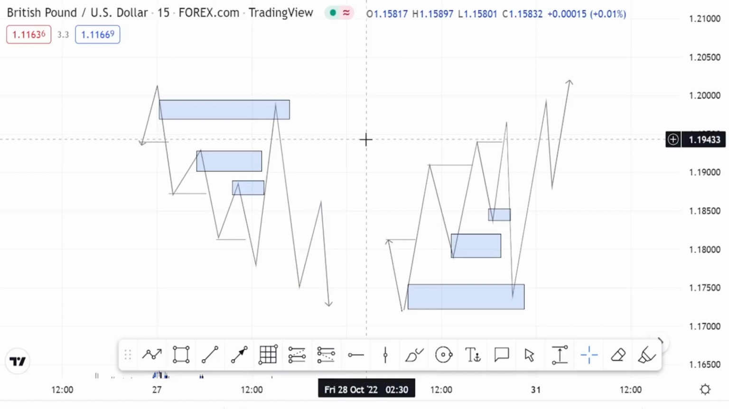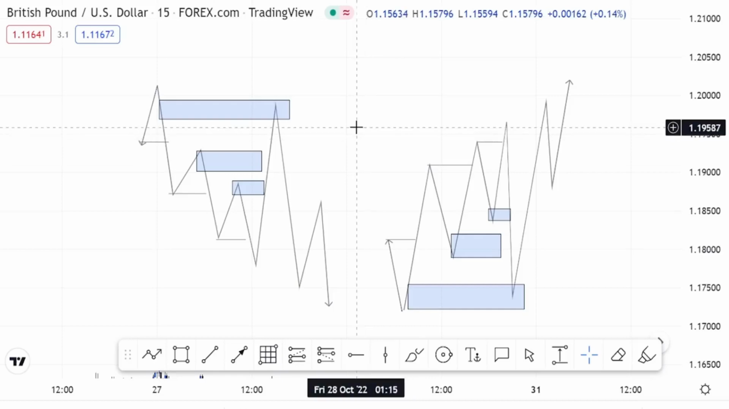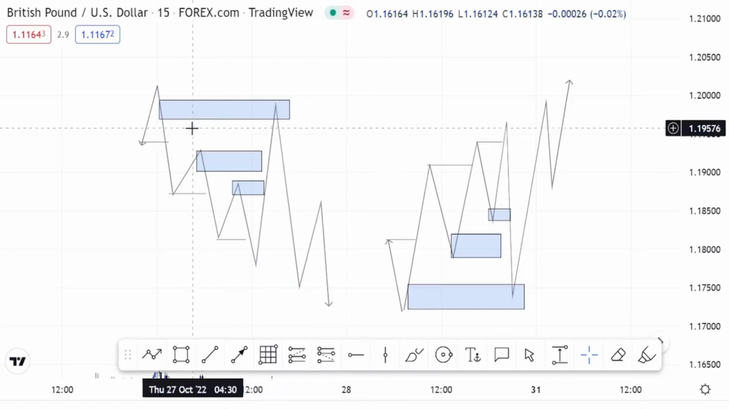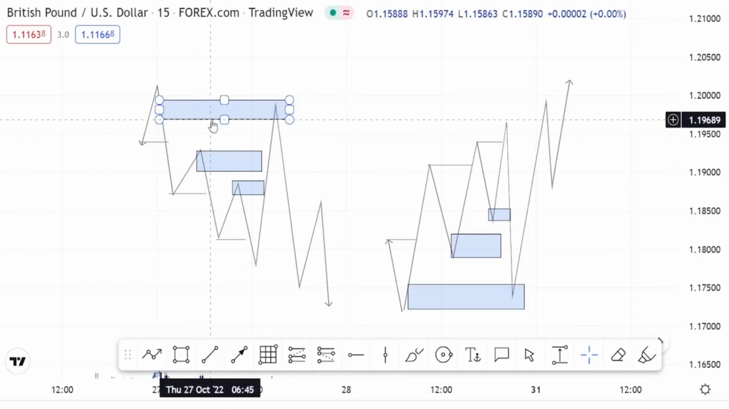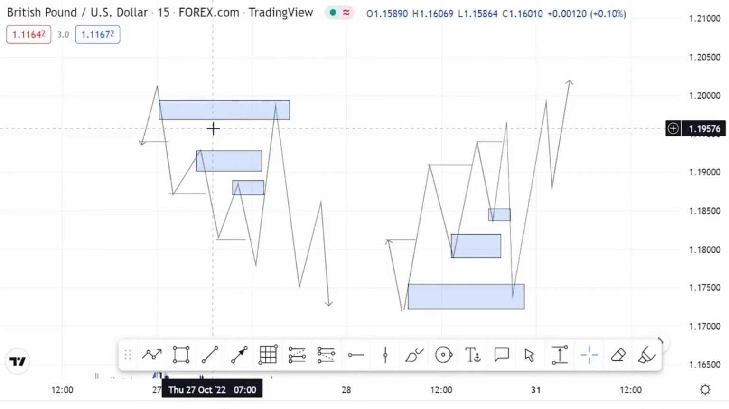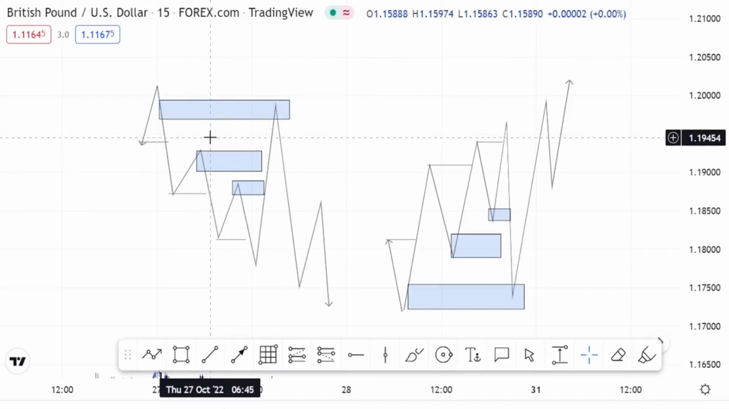Now in today's episode, we want to look at the concept of high resistance versus low resistance order blocks. What does it mean? Well, a high resistance order block is any order block that has liquidity in front of it. That is what is known as a high resistance OB.